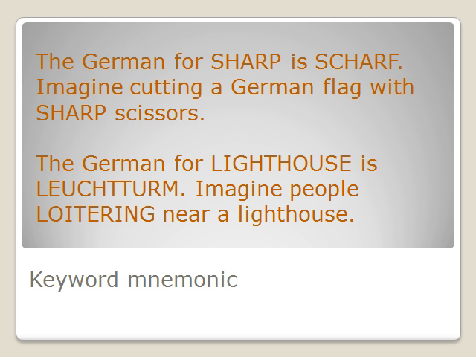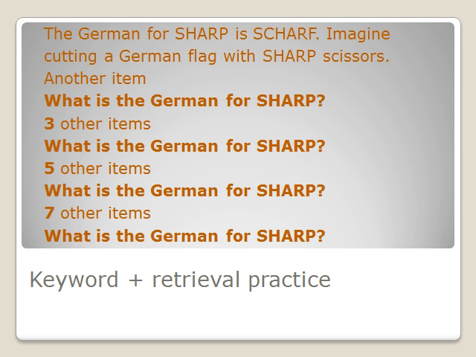In the third, keyword section, the English and German words were presented with a description of a suggested image. For example, the German for sharp is scharf. Imagine cutting a German flag with sharp scissors. In the last section, a strategy combining both the keyword and retrieval practice was employed.